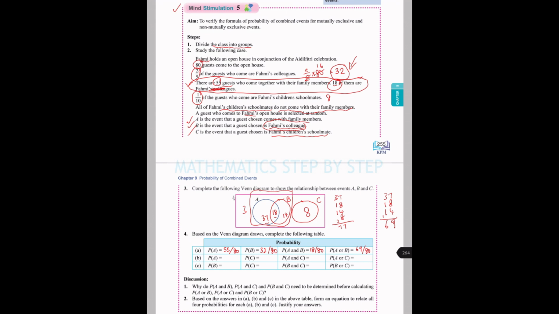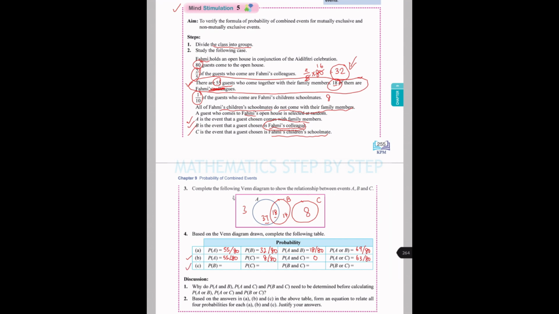Okay, so now let's proceed to B. Probability of getting A is 55/80. Then probability of getting C is 8 out of 80. Okay, then probability of getting A and C is 0, because event A and event C are mutually exclusive. Okay, they will not happen together. Then probability of getting A or C is 37 plus 18 plus 8. A is here, C is here, okay? So we add up, so 63 over 80, okay?